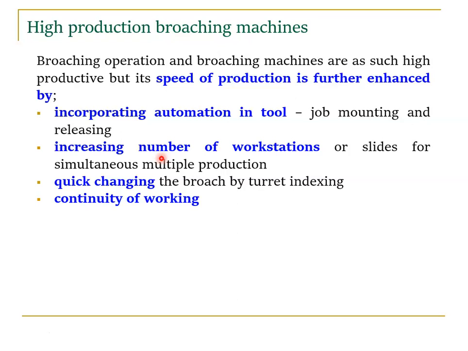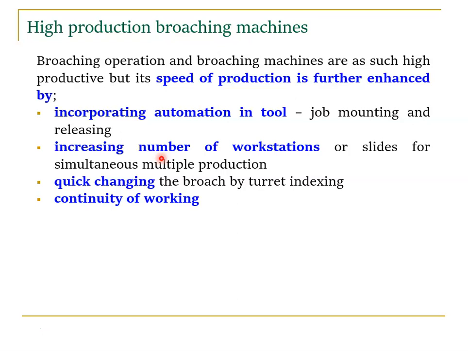Number 2, increasing the number of workstations, right? Generally we use a single station. If you use multiple workstations, then we can do multiple processes. Then, quick changing of broaches by turret indexing. So for tool changing, we need to reduce the time. To reduce tool change time you can use quick changing, and continuity of working. So if you do these 4 things, you can get a high production rate, right?